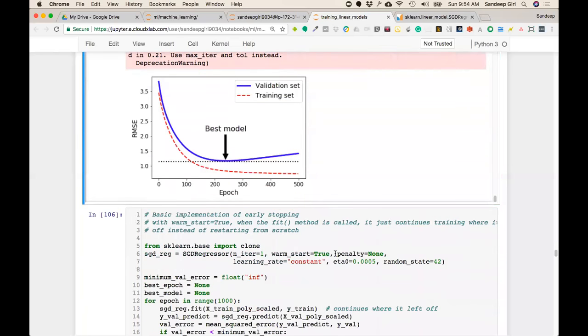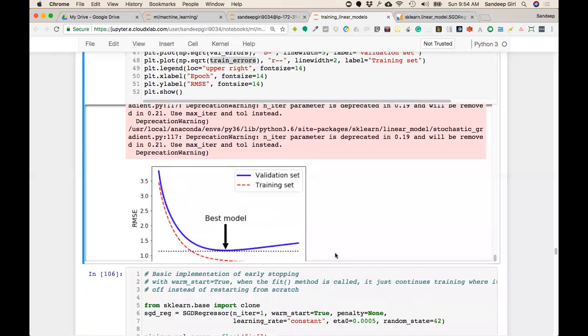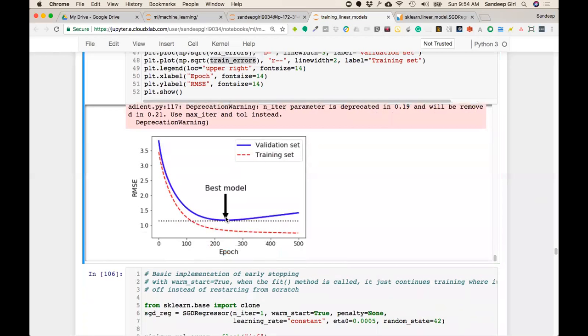All right. So basically, what we have done here is we have shown that if we keep on increasing the number of iterations, what starts happening is the error starts increasing. In the validation, error starts increasing.